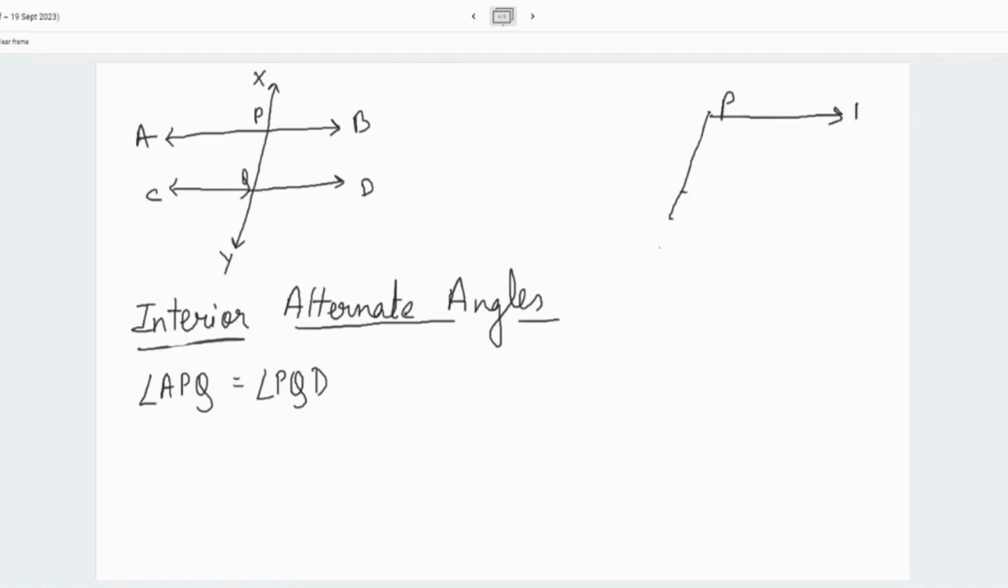Right. B, P, Q, and C. Again, we are getting two angles: angle BPQ with P as the vertex and angle PQC with Q as the vertex. They are again equal. Angle BPQ equals angle PQC.